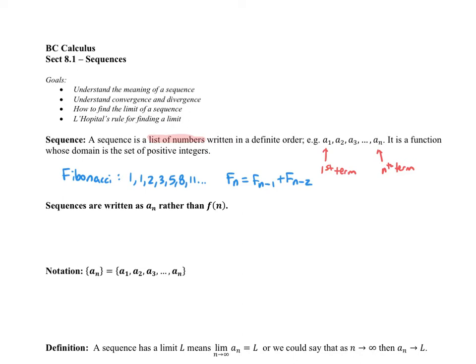There are obviously many, many sequences, and so we'll be looking at all sorts of different types of sequences and whether or not they converge or diverge. So in terms of how we write our sequences, we often will write them in this form of a sub n versus f of n, which is more of that function notation or that function form.